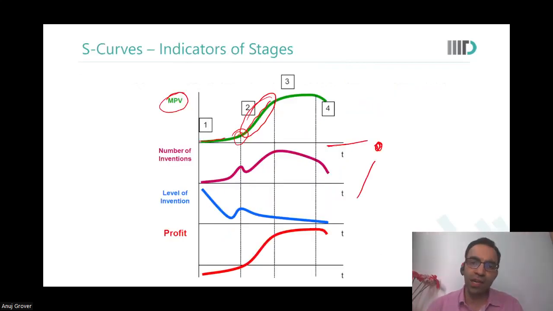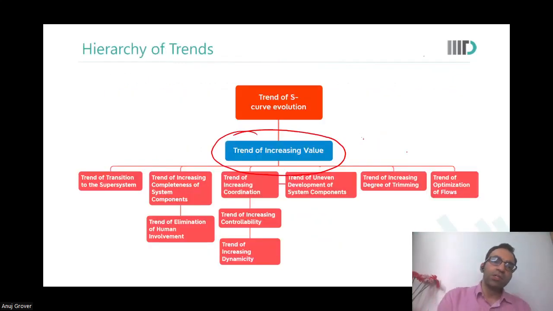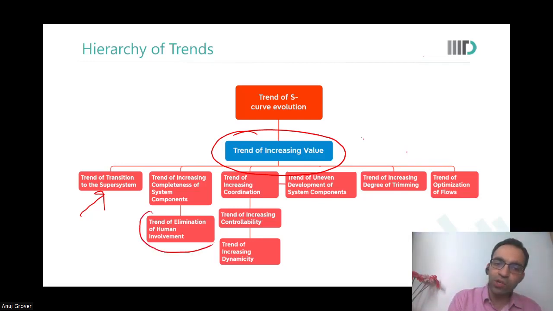Let's go back to the initial graph and look at, I will just give you a quick glimpse of other trends also. So trend of transitioning to a super system, इसको अभी हम थोड़ी देर में देखेंगे. Then trend of increasing completeness of system components. और इसका sub trend है trend of elimination of human involvement. So you will realize that more and more as systems evolve, automation increases. ऐसा होता है. So how is the automation increasing? Because the system is getting more and more complete in itself.